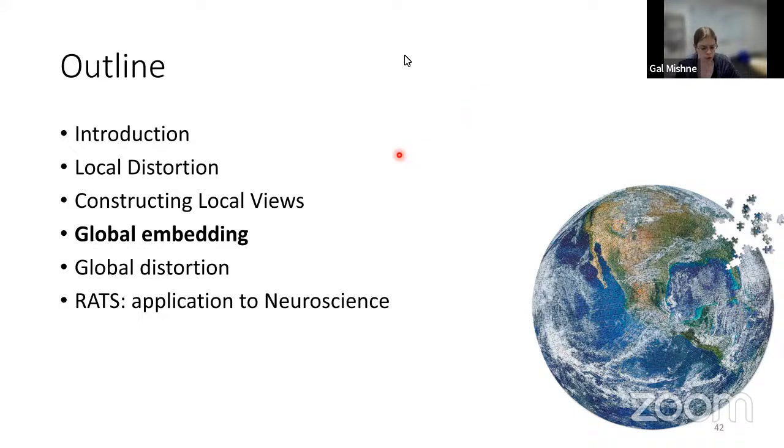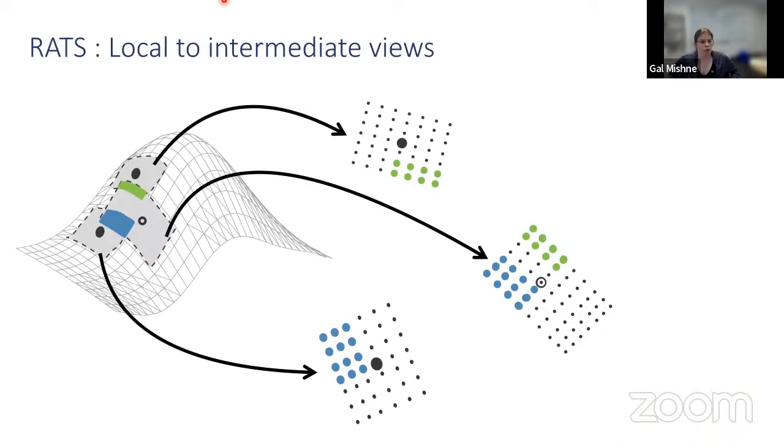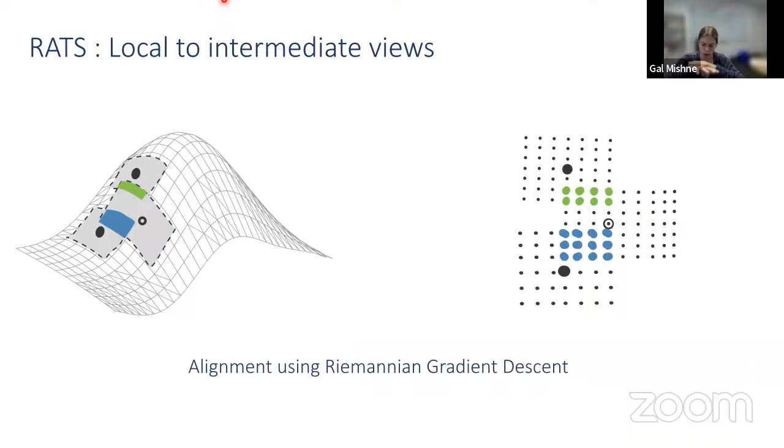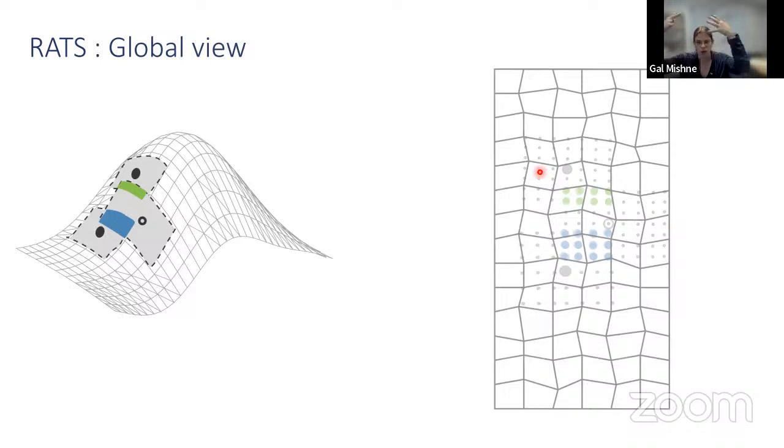So we have our local views, and we now want to get a global embedding of our data set. For every point, we have its local neighborhood. And then we are going to lay these out and stitch them together based on overlaps between the neighborhoods themselves. So I can use these green points that are shared between two different views in order to align them to each other. And if I do this for all the neighborhoods in the data set, then I will get a global embedding of the data.